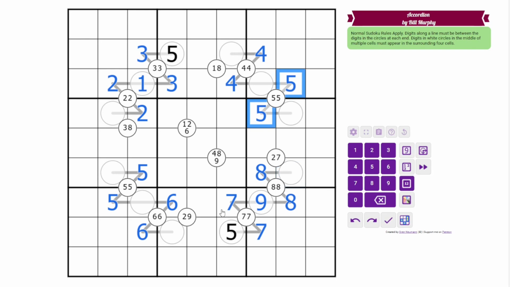5 in this box. We've got 5s looking in, so 5 goes in the corner. And same in box 1, 5 goes in this corner. 4 is going to have to go up here because of these 4s. 6 has to go down here because of these 6s.